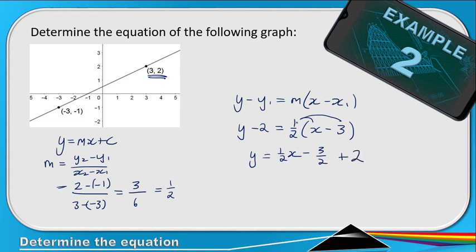So here I multiplied out the bracket and I got these two terms. And this plus 2 I got from taking the minus 2 over to the other side. And now we just add the like terms. So we have y is equal to a half x minus 3 over 2 plus 4 over 2, which is basically a half. So here we have it. We have y is equal to half x plus a half. So it was a half, but once again, we still can't just assume that it was.